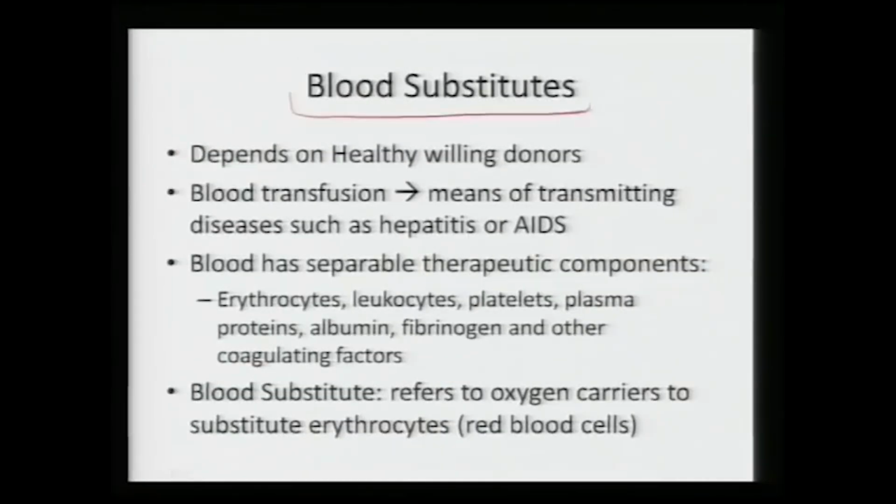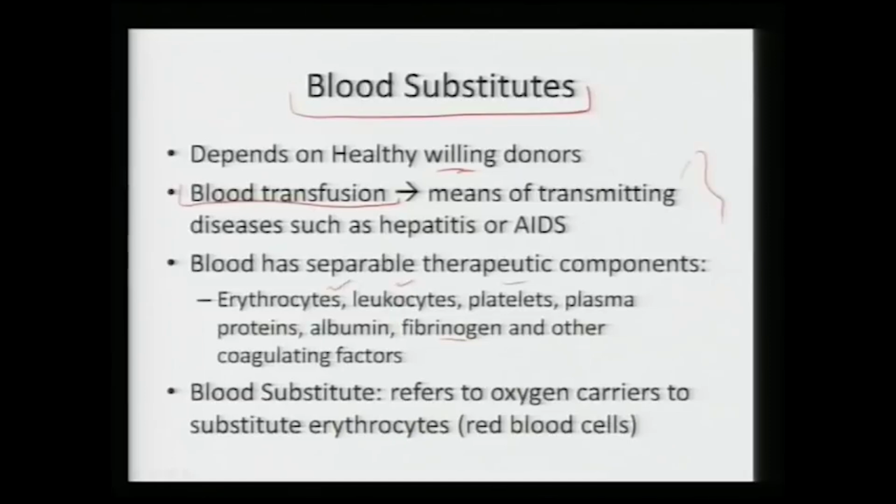They can again be blood substitutes. Again, blood substitution depends on a healthy and willing donor. So it is very much essential that the donor has to be willing as well as healthy. But again, blood transfusion can create certain problems, becoming a means of transmitting diseases, which can be even hepatitis or even AIDS. Blood basically contains certain separable therapeutic components which can be erythrocytes, leukocytes, platelets, plasma proteins, albumins, fibrinogen and even other coagulating factors.